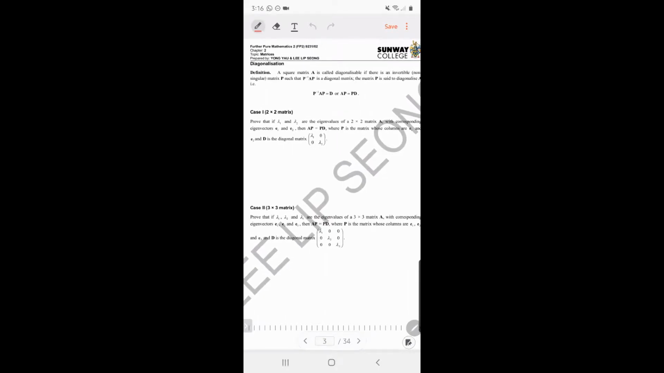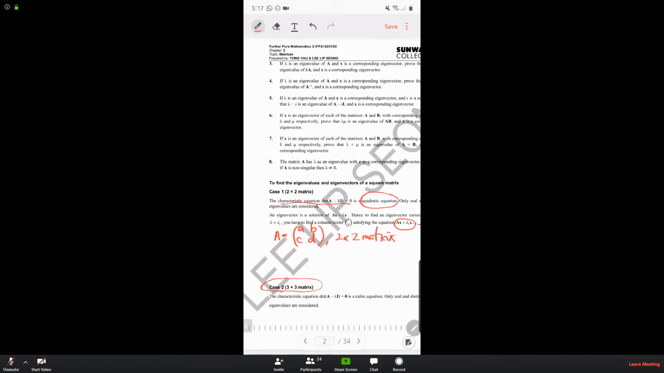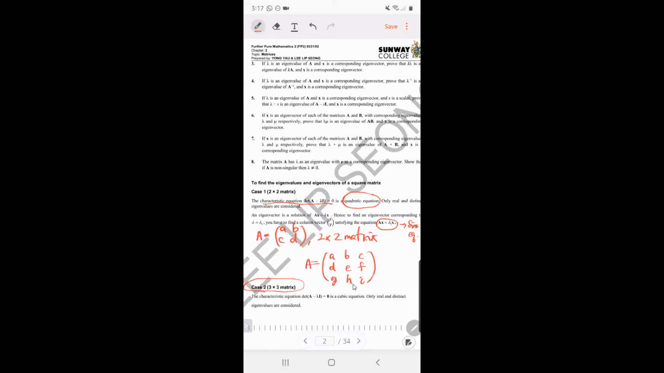So now we go to this one, case 2. The characteristic equation determinant for this case 2, 3 by 3 matrix. All right. So the matrix that I'm talking about here is in the form of A equals A, B, C, D, E, F, G, H, I, like that. All right. So when you find the characteristic equation, determinant of A minus lambda I equals 0, this is a cubic equation.